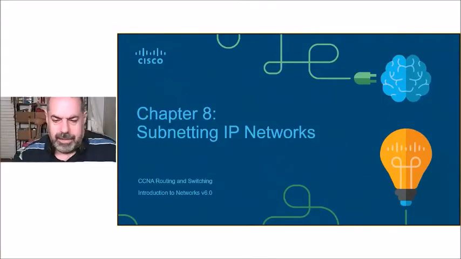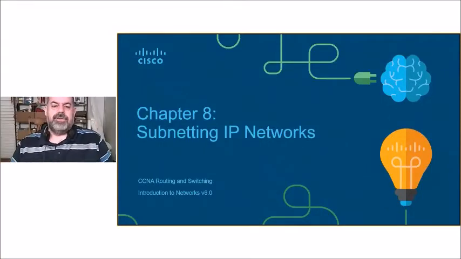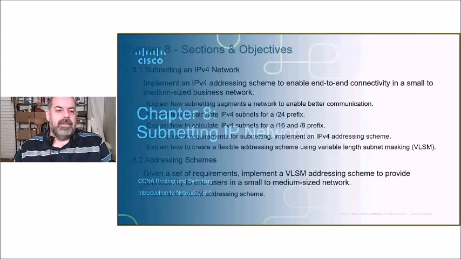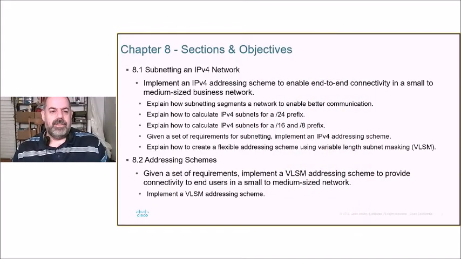Okay, hello again. So we're up to chapter 8, subnetting of IP networks. This is probably the hardest chapter in CCNA 1. We're going to look at subnetting with an IPv4 network, so we'll look at implementing an IPv4 addressing scheme to enable end-to-end connectivity in a small to medium-sized business network.